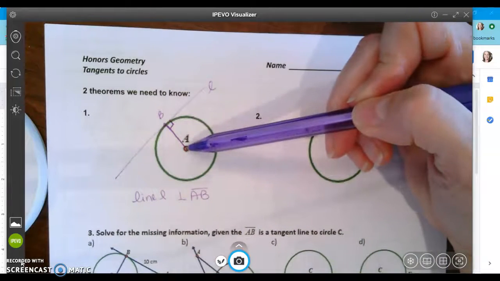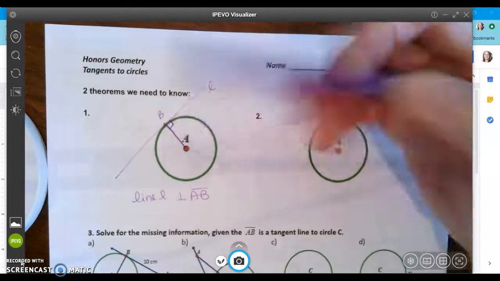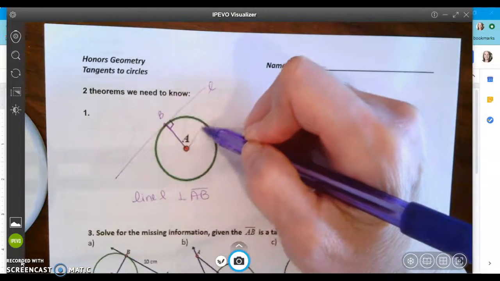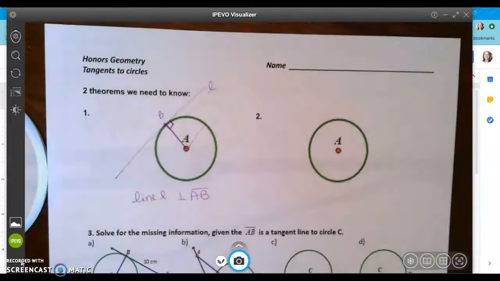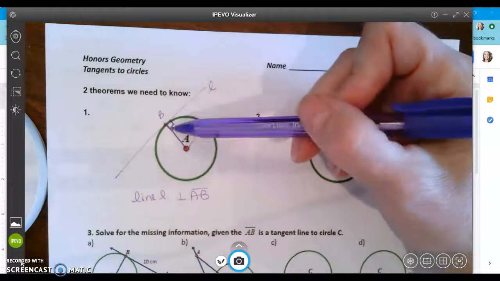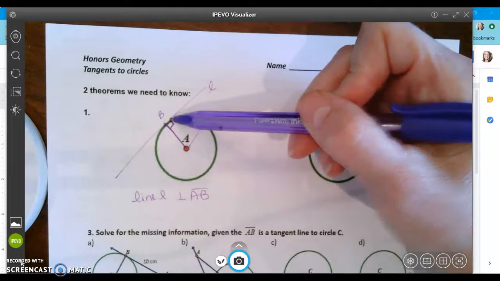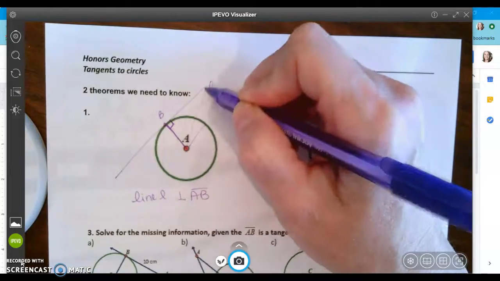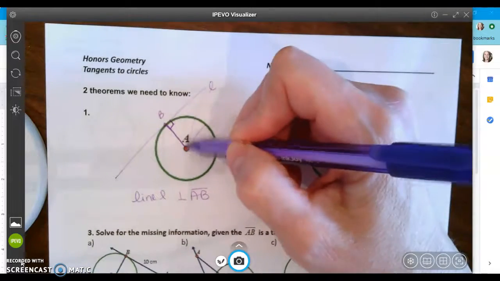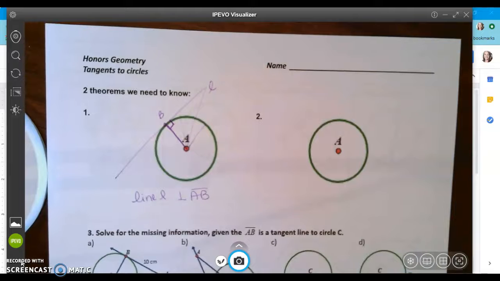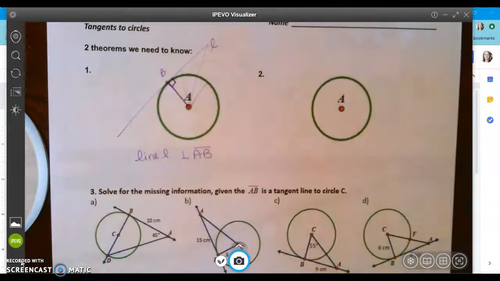Now that is only a radius drawn to the point of tangency. Obviously, if I draw a radius over here, that is not perpendicular to line L. This has a lot of implications because creating a right angle creates potentially a right triangle, and you can do all kinds of things with all these right triangles that you could draw in here. And we'll talk about that in the practice problems in a moment.